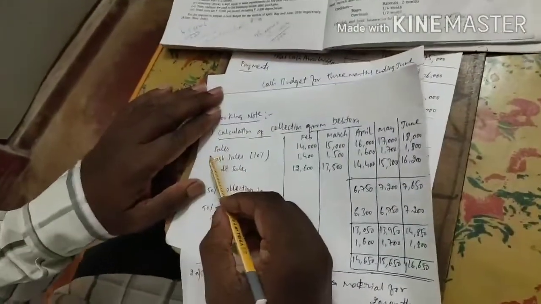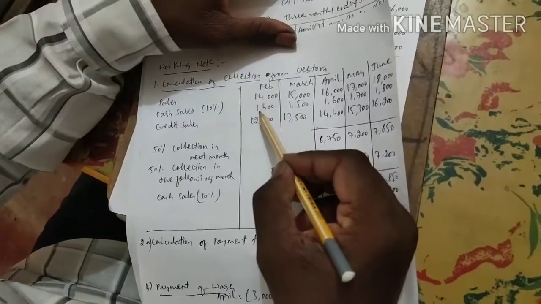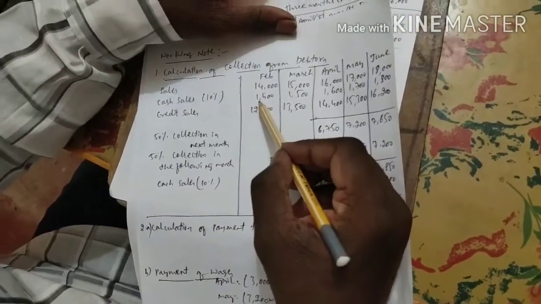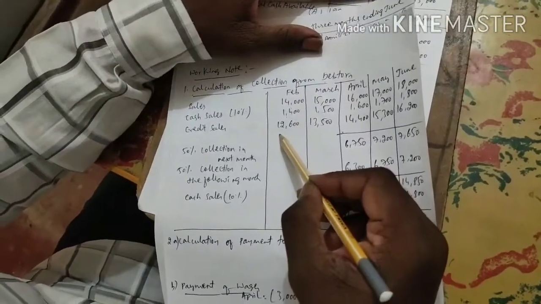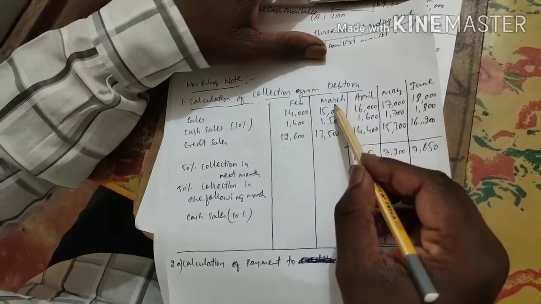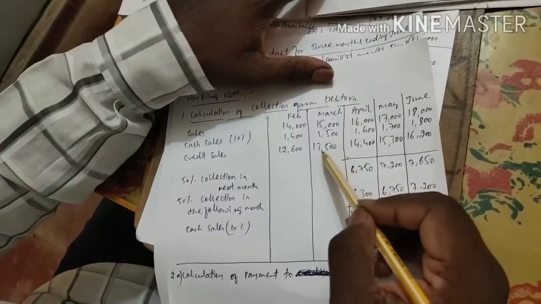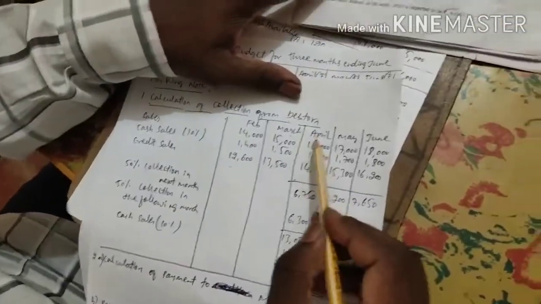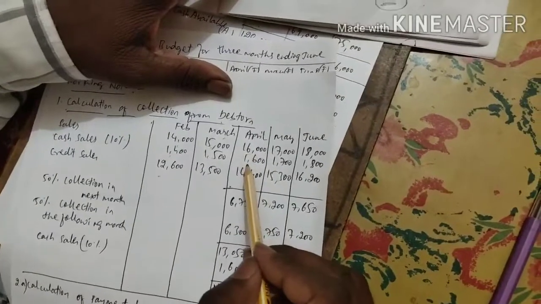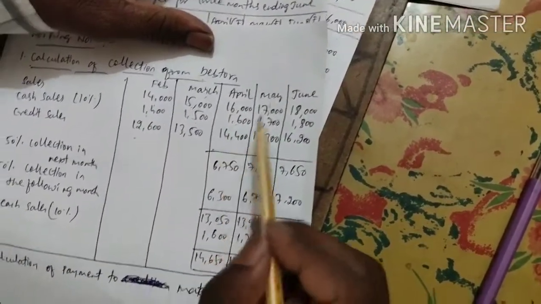Sales in the month of February is 14,000. Cash sales is 10%, that is 1,400. The remaining 90% is credit sales, 12,600. Again in the month of March, 15,000 the total sales. In that, 10% is 1,500. The remaining 90% is credit, 13,500. In the month of April, 16,000. Cash sales is 10%, 1,600. The remaining is credit sales, 14,400.